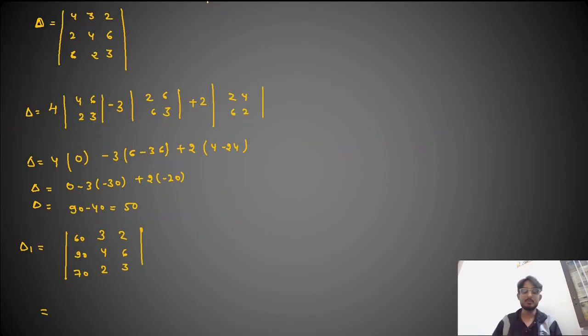You can find the value of this delta 1 by third row, or you can find it by first row or second row. I will find it by first row. Take 60 as the element, and when you eliminate first row and first column, you will get 4 6 2 3 minus 3. When you eliminate second row and second column, you will get 96 73.